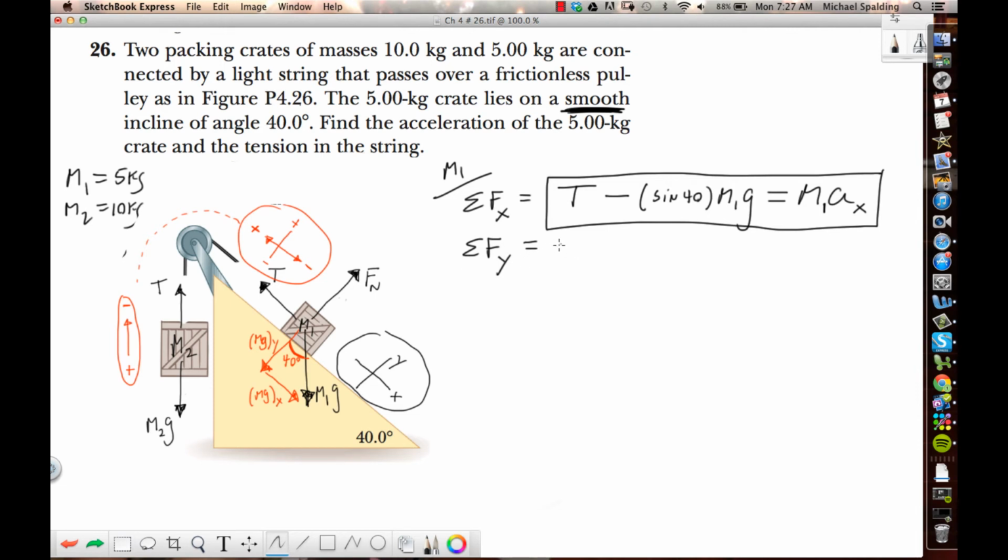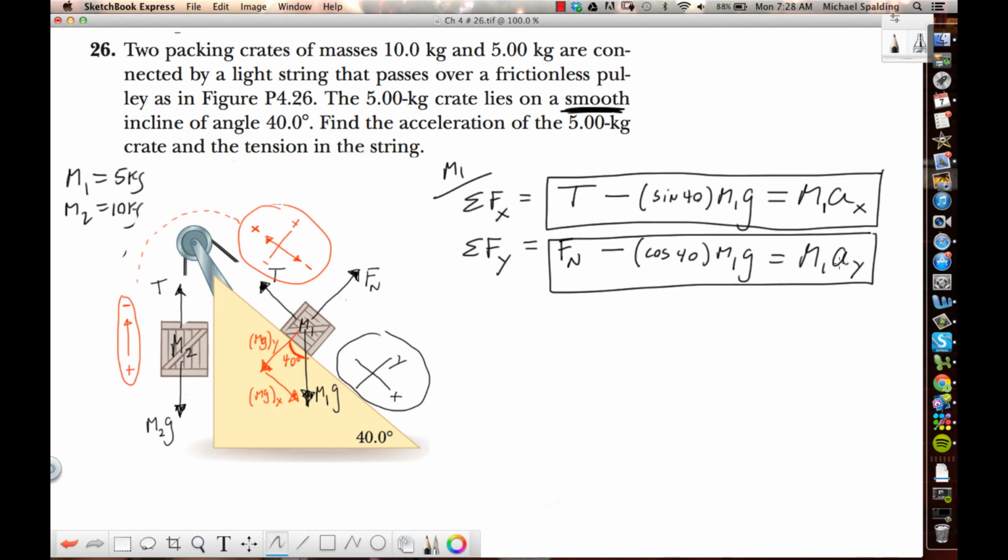In the y direction, we have what? Normal force, so the y direction's this way. There's the y. We have normal force, and then what else? The y component for mg, which is cosine 40 m1g. And that equals m1a in the y. Is the block accelerating this way? Is there an acceleration that way? Nope. And this is the whole reason we tilted the xy axis, so we can cross this y acceleration to 0. There is no y acceleration.